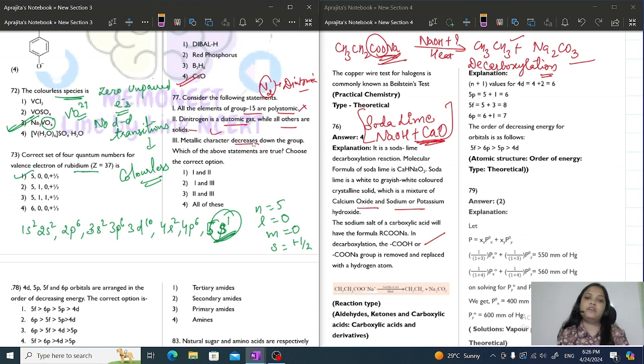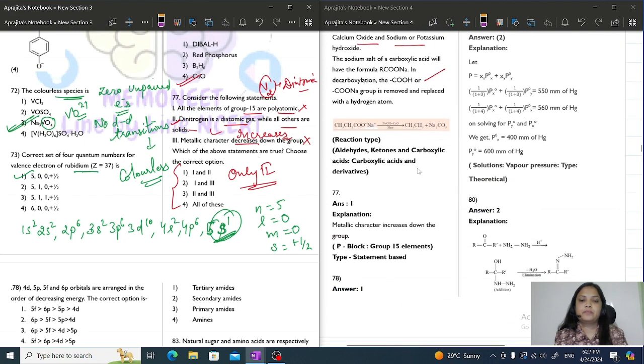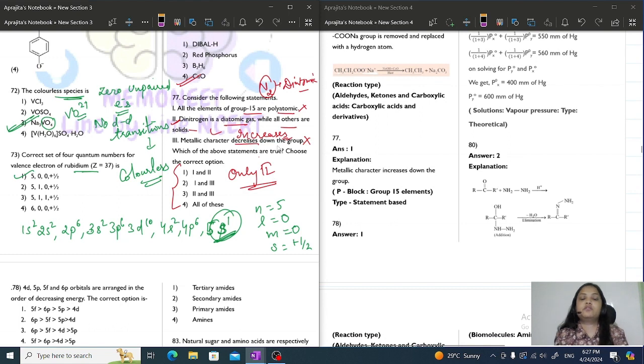So you know when you are moving down the group, the metallic character increases, because the tendency to lose electrons increases as the atomic size increases and the nuclear charge decreases. So this is also wrong. So according to this question, only 2 should be correct in this case. So you can see the answer here, it should be only 2. Because nitrogen is not polyatomic, it exists as a diatomic gas. Polyatomic means more than 2 atoms, like 3 or more than 3.